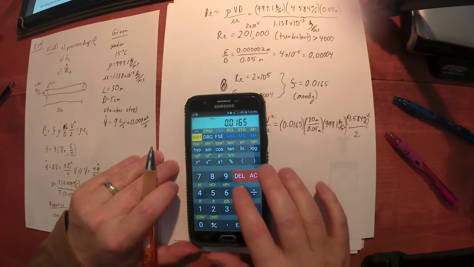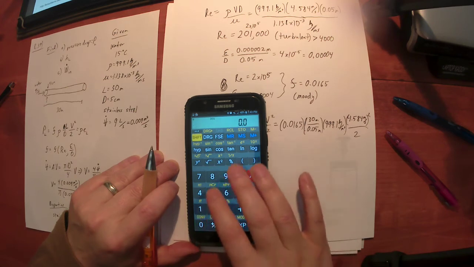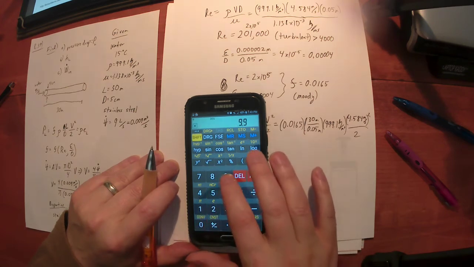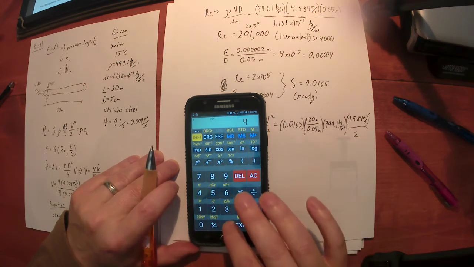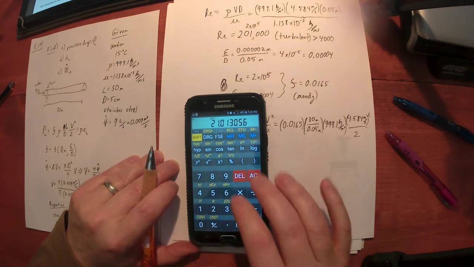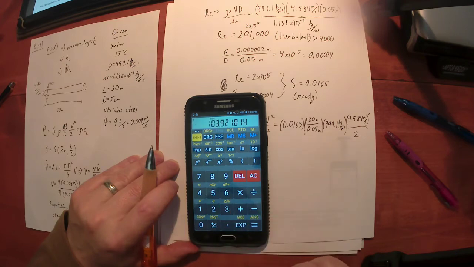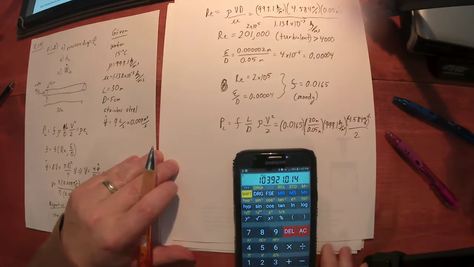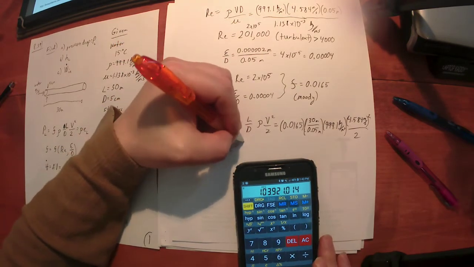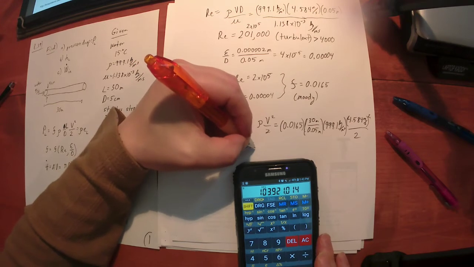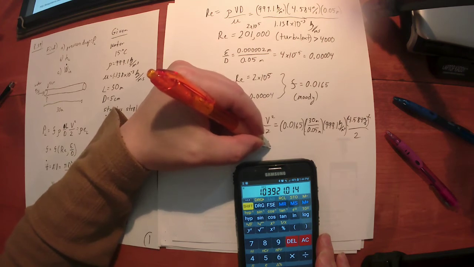0.0165 times 30 divided by 0.05 multiplied by 999.1 multiplied by 4.584 squared divided by 2. All right, now that's a big number, right? 103,921. I'm writing too many digits here.